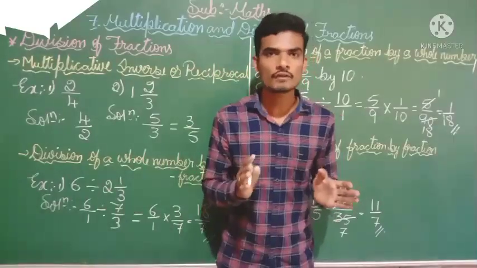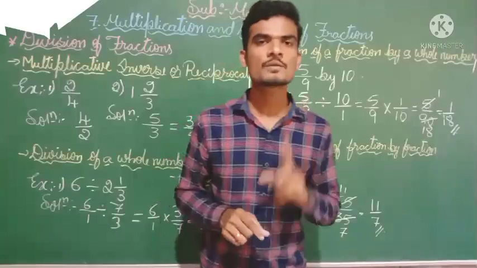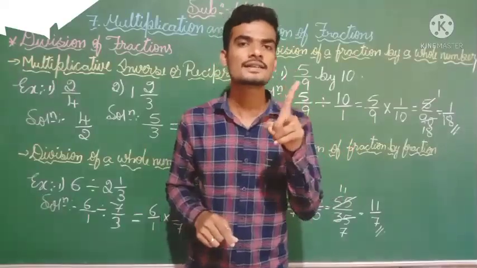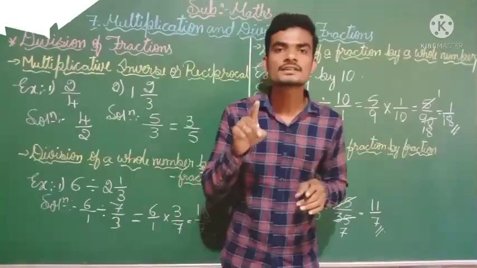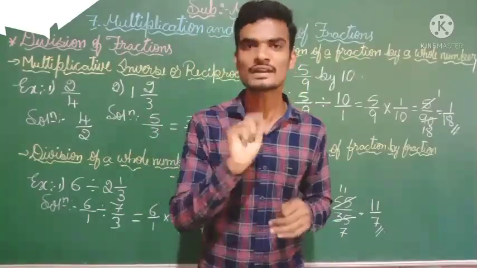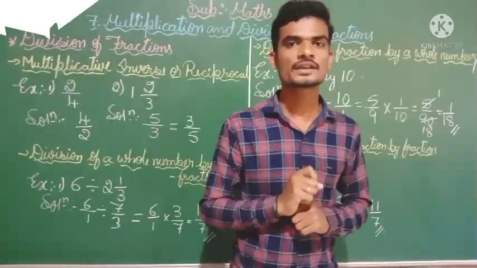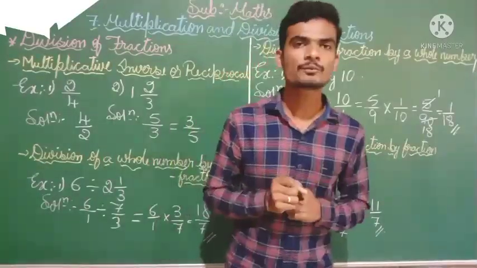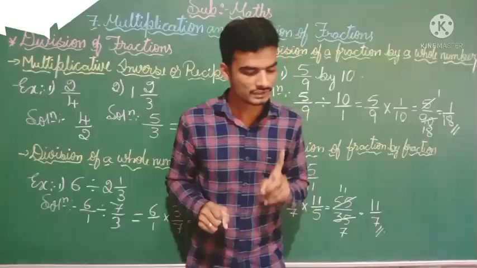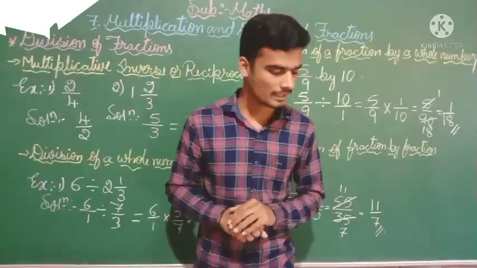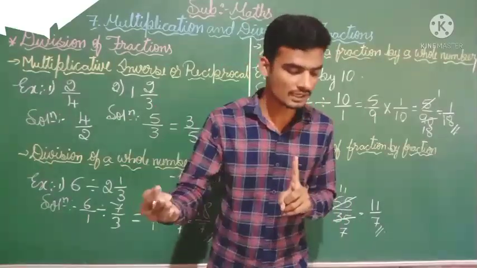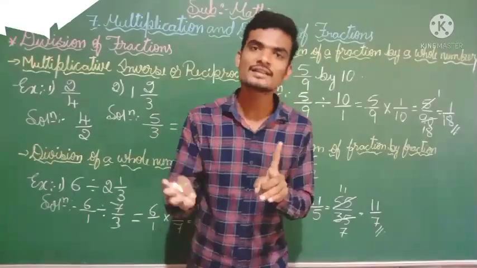Division properties of fractions. Dear students, listen carefully to what I am telling. The first property tells that a fraction divided by itself gives 1 as the quotient. If a fraction is divided by the same fraction, you will get the quotient 1. This is the first property of division. Next, the second property of division is when a fraction is divided by 1, the quotient is the fraction itself. When a fraction is divided by the number 1, you will get the fraction itself as the quotient.